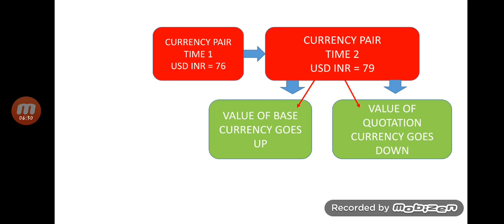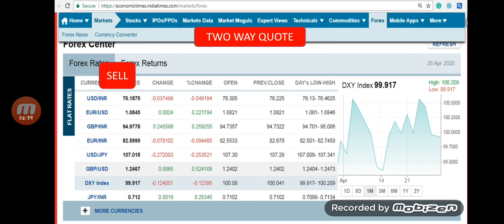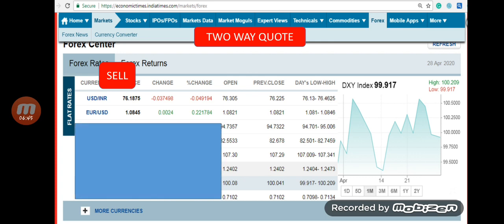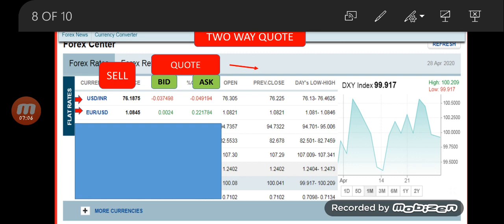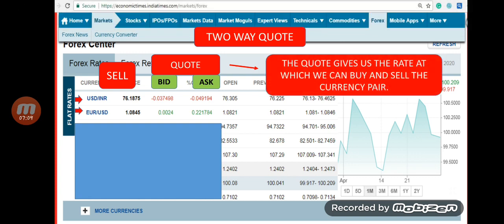So the concept of having the dual view and currency pair is very much important when you are trading in currency or foreign exchange market. So there is another concept of two-way quote. If you want to understand what a quote is, it is the price at which anyone can buy or sell the currency pairs. You can see the red arrow. There are two currency pairs. One is USD INR, another is EUR USD. So I explained what a quote is. Quote gives us the rate at which anyone can buy and sell the currency pairs.